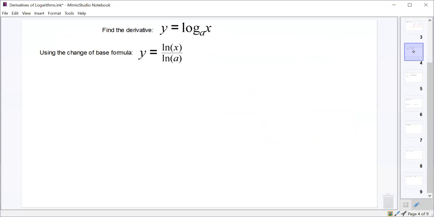So what if instead of having natural log, I have a logarithm in a different base? Log base a, right? Where a is just some positive number greater than 1, some integer greater than 1.